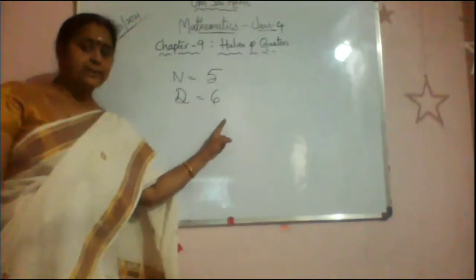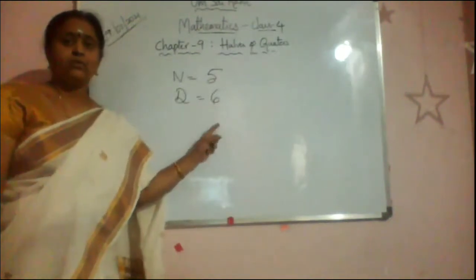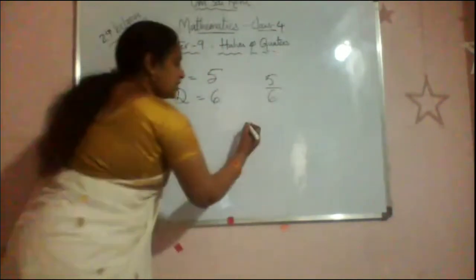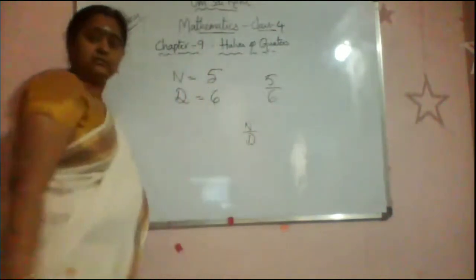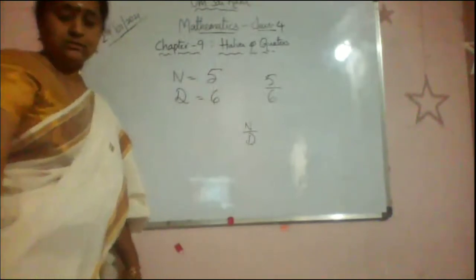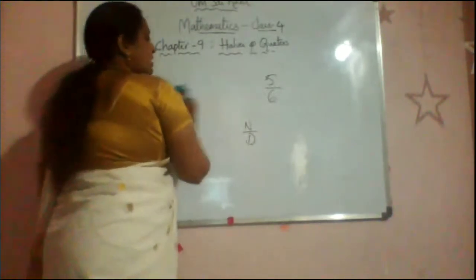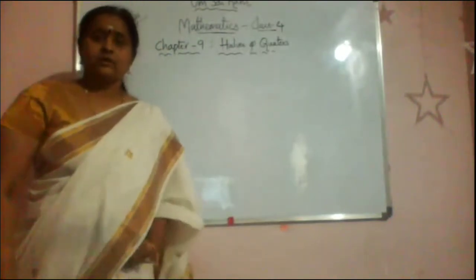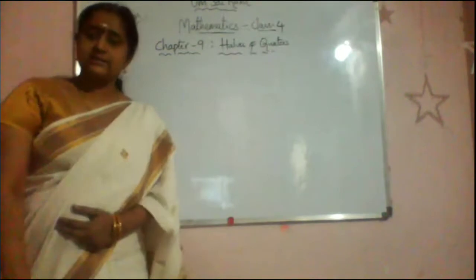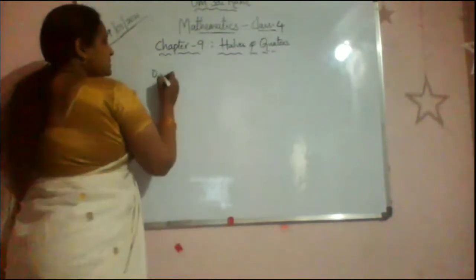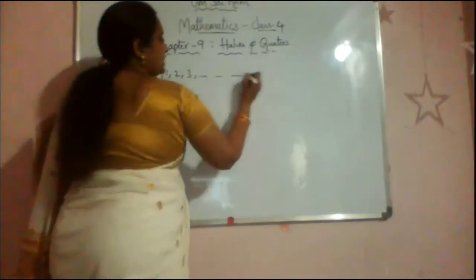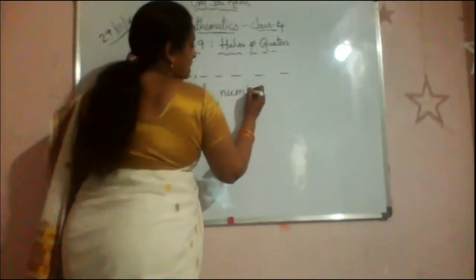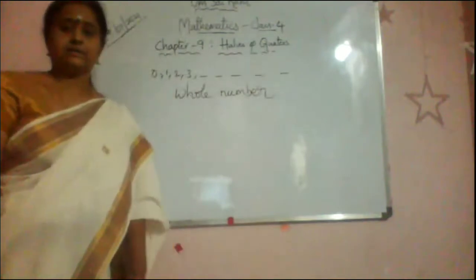In the last class, we completed this topic. 5 by 6, ma'am. Good, 5 by 6. How will we write the fraction? Numerator by denominator. Okay. So we are saying the numbers. What are the numbers now? We are saying 0, 1, 2, 3, and so on, 1000, 1 lakh. Like that we can say the numbers. Those numbers are said to be natural numbers and whole numbers.